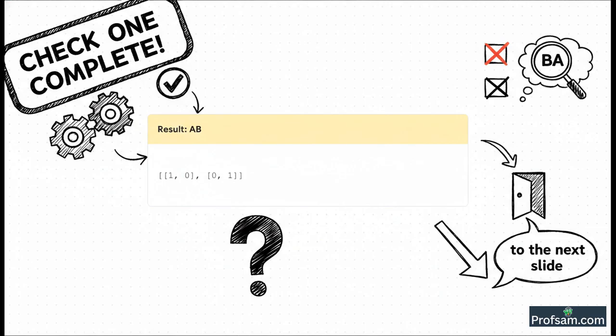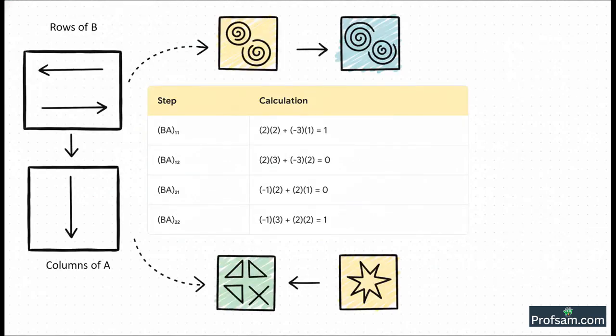We have to calculate BA. Now for the other way around. BA. This time, we take the rows of B and the columns of A. Let's go. First row of B, 2 and minus 3, times the first column of A, 2 and 1. So we get 2 times 2 plus minus 3 times 1. That's 4 minus 3, which is 1 again.